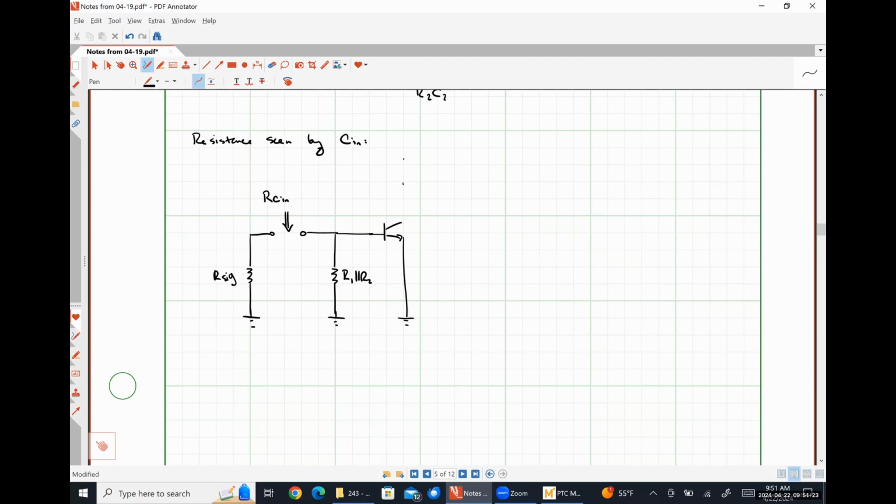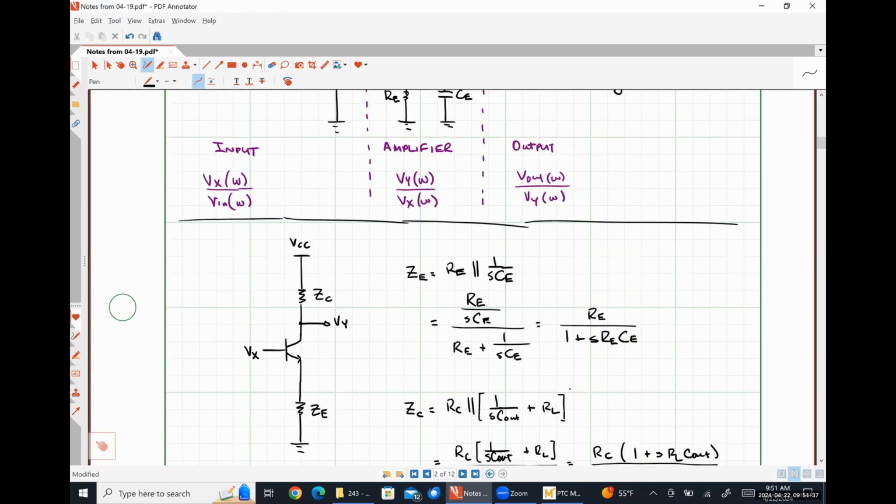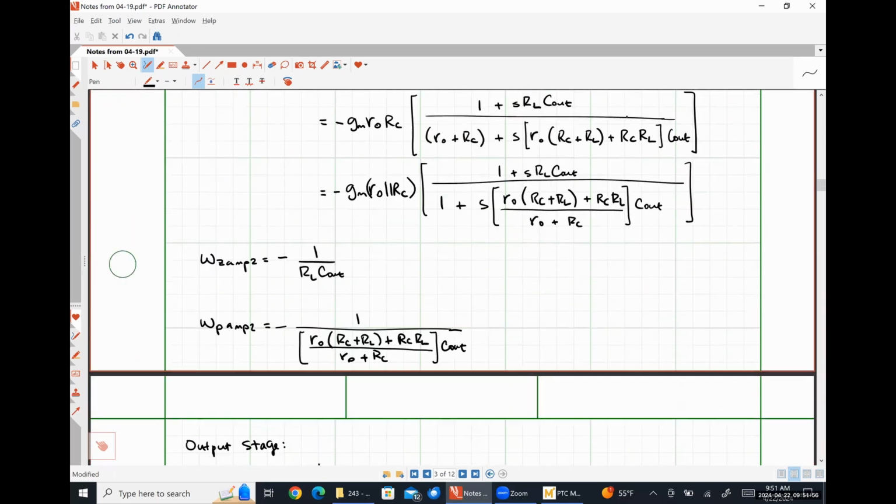And then up here, I'm going to see RC in parallel with RL. Just to make sure we're all on the same page here, let's go back to my original circuit diagram. So when C out is a short circuit, RC is connected between the collector node and AC ground, and RL is connected between the collector node and AC ground. So those two guys appear like they are directly in parallel, which is why I drew it that way.